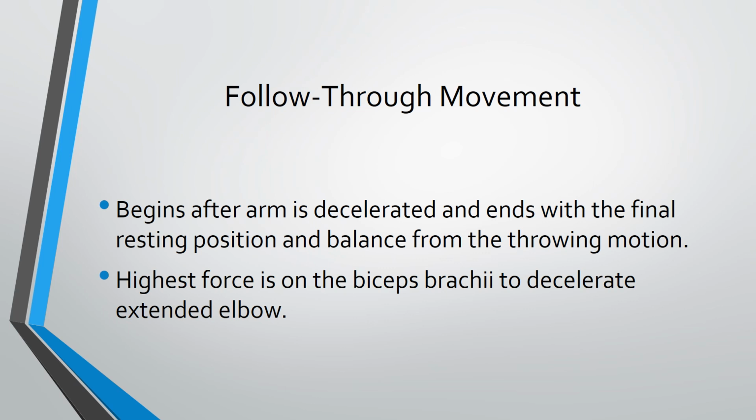The follow-through movement begins after the arm is decelerated and ends with the final resting position and balance from the throwing motion. This is the highest force on the biceps brachii to decelerate the elbow, which is typically why it's injured through this movement.